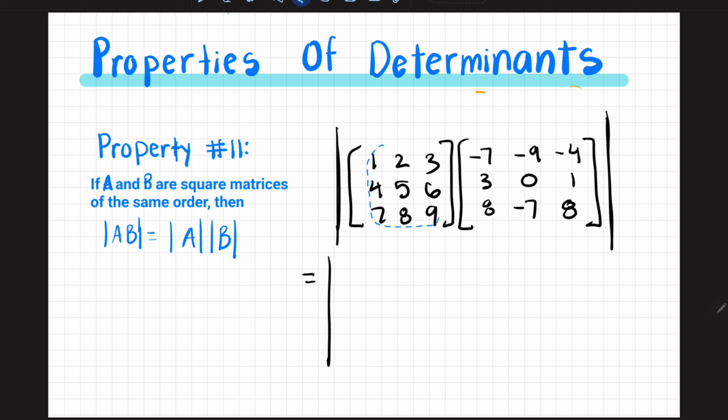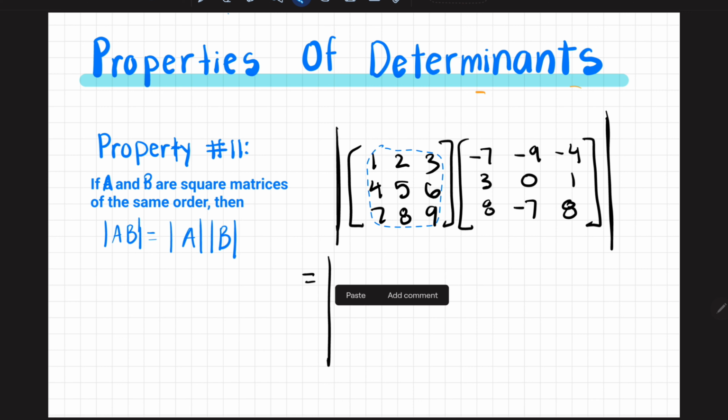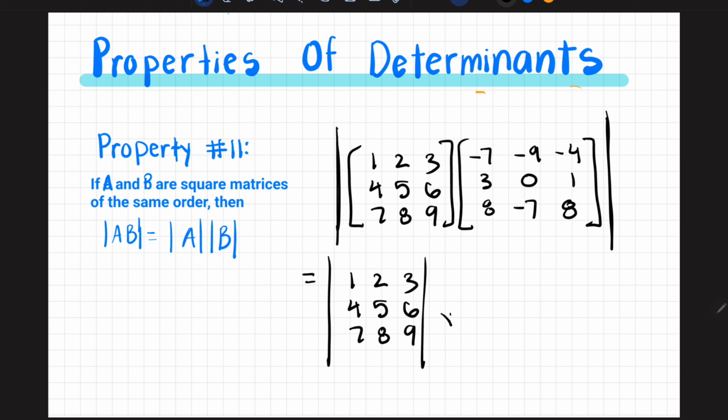So that is just saying the determinant of the first matrix, like that, times the determinant of the second matrix you had.